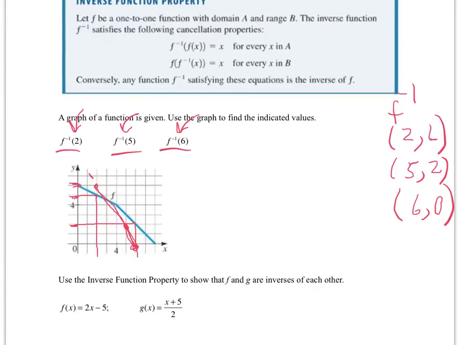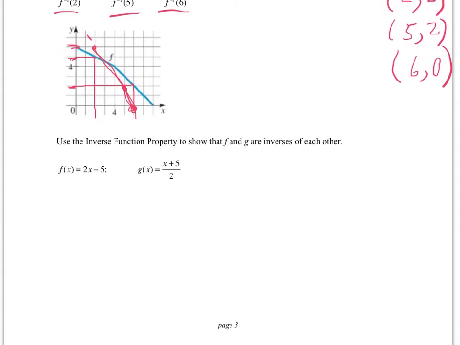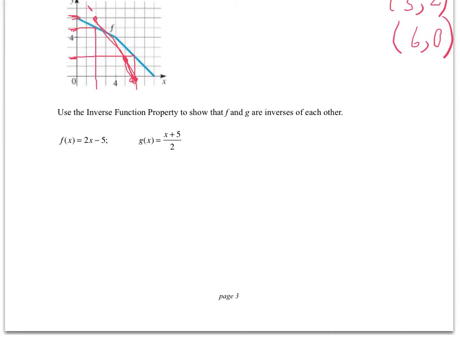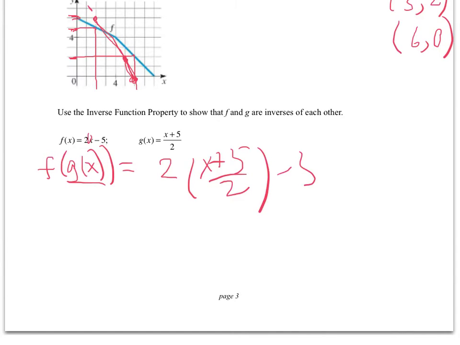Okay, so to show that two functions are inverses of each other by using the inverse function property, you do the composition. So you do f of g of x. And f of g of x is, of course, you're going to put g of x where you see the variable. So here I see the variable 2x. I'm going to put 2 times g of x, which is x plus 5 over 2, minus 5. All right, so here we have 2 over 2, so that gives us x plus 5 minus 5. And of course, x plus 5 minus 5 is x plus 0, and x plus 0 equals x.